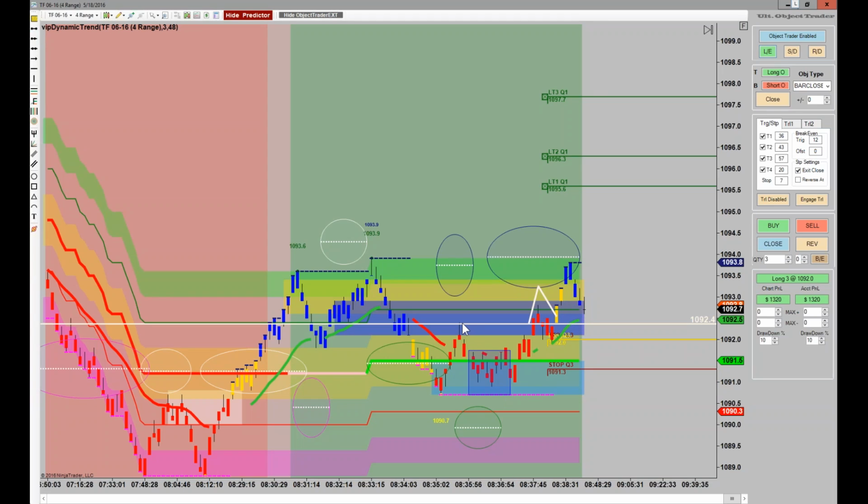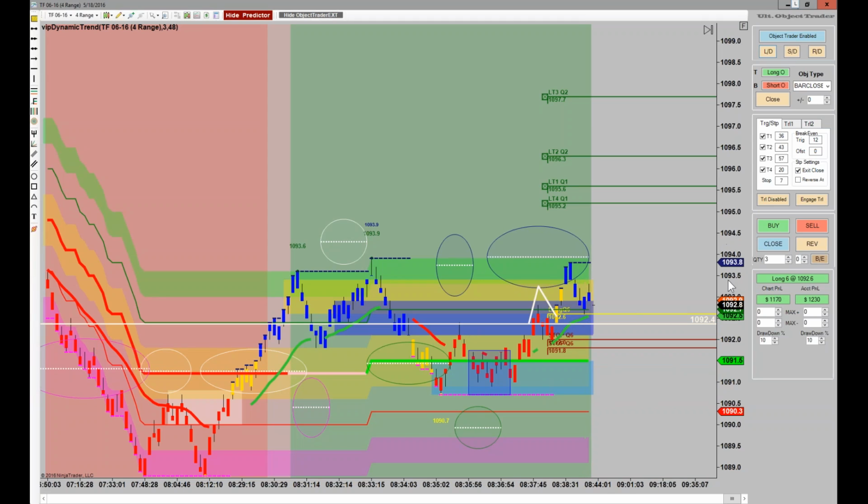If it kisses right here or this bar closes up, I'm going to take this because here's a swing and there's a swing. There we go. We just added some contracts. Stop on this would be just underneath the swing. Shouldn't take it out. Everybody see that? How to add on that?